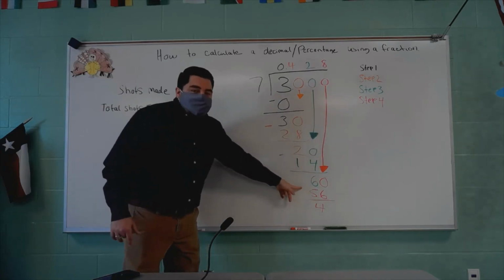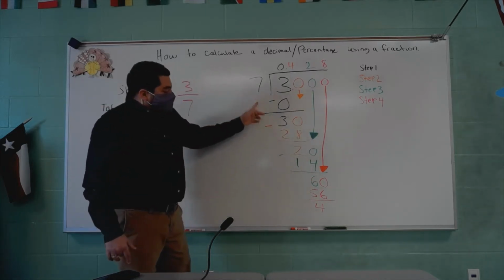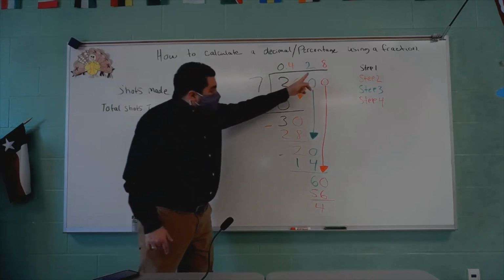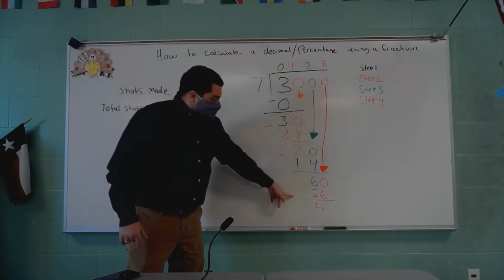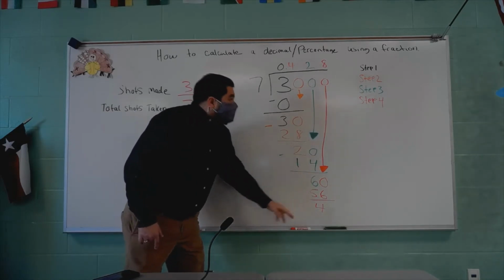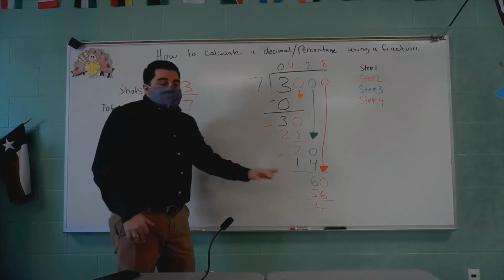I have 60. How many times does 7 go into 60? Well, 7 times 8 equals 56. So that's why you have a 56 right here. And then we do the math, and it's 4. At that point, we're going to pause.